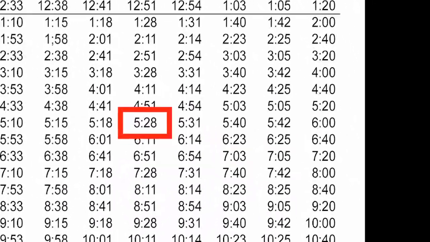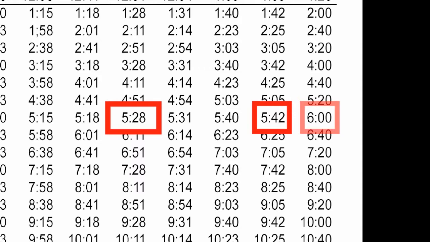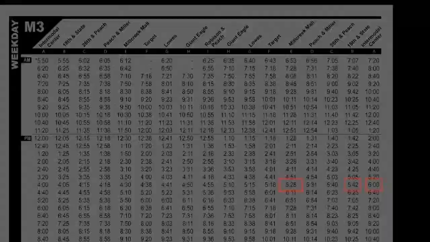It gets to 10th and State between 5:42 and 6 p.m., where I can then transfer to the Route 21 bus about 6:15 and arrive back at East Lake Road and Downing by 6:30.